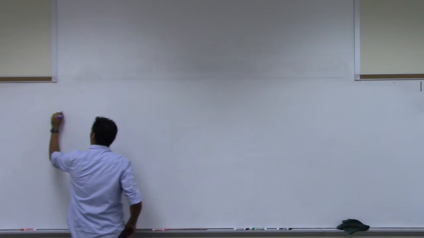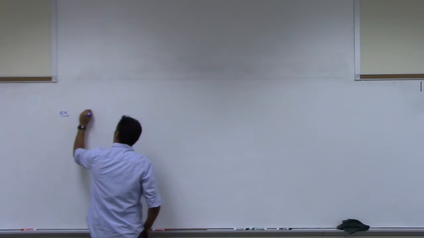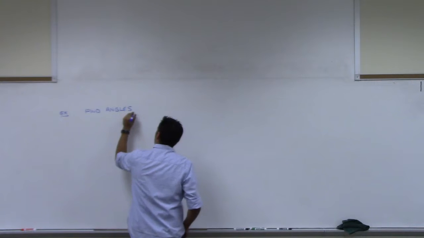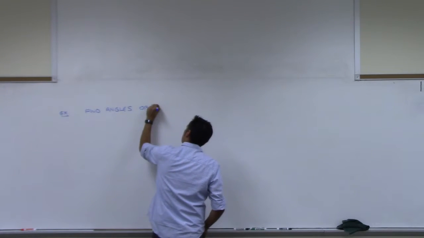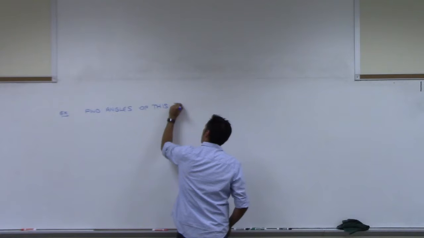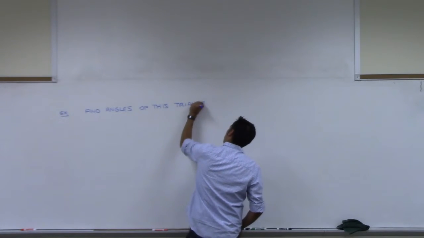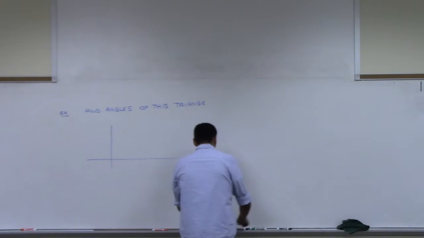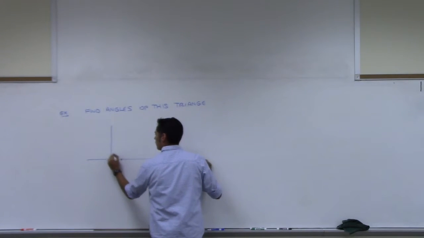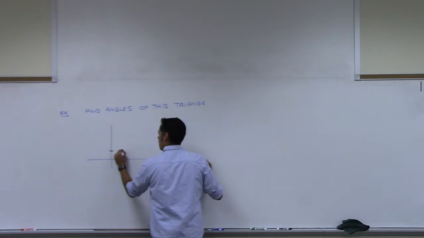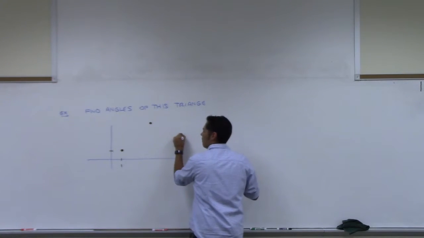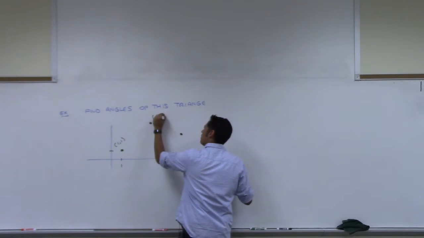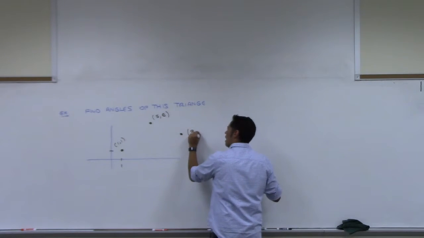Another example. Find the angles of this triangle. I'm just going to label these points. 1, 1, 5, 6, and 9, 3.